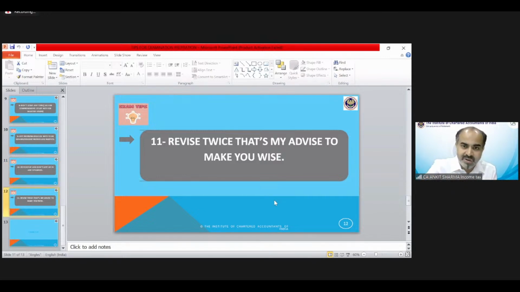And the last thing, what I always say in my notes, revise twice. That's my advice to make you wise. As many times as you revise the provisions, that will make your concept clear. That will make your study strong, and that will make your probability to clear your examination very easy. These were some points for the examination purpose.